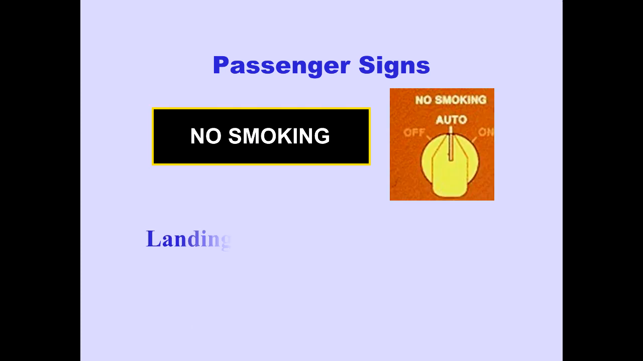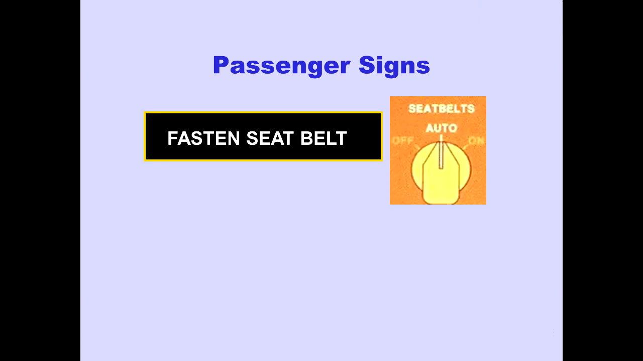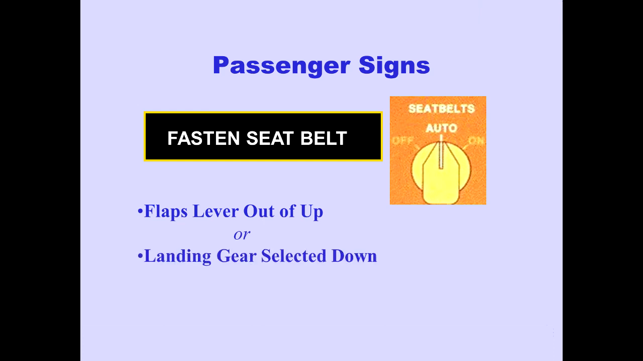With the no smoking sign selector in auto, the no smoking signs automatically illuminate when the landing gear lever is selected down or when the cabin altitude exceeds 10,000 feet. With the fasten seatbelt sign selector in auto, the fasten seatbelt signs automatically illuminate when flaps are selected down or when the landing gear lever is selected down, or if airplane altitude is below 10,300 feet.